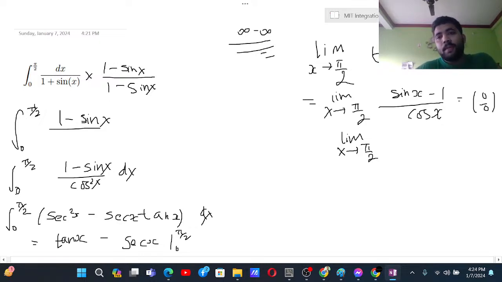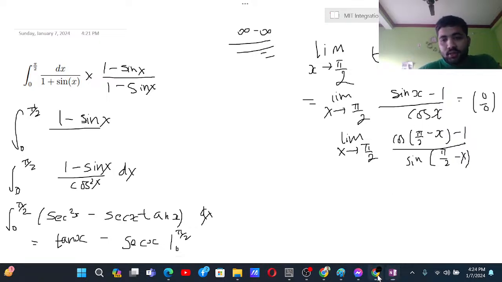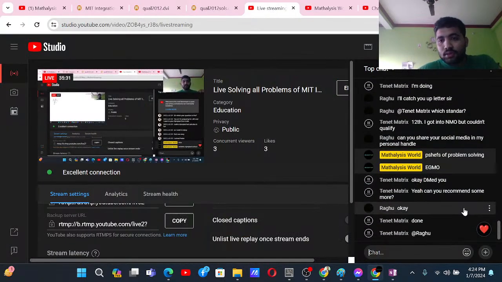Can we use other ways? What can we do? Maybe we can change this sine x to cos of pi by 2 minus x. Let's try if that works. Sine x minus 1 over cos x becomes cos of pi by 2 minus x minus 1 over cos x. Do you guys have any suggestions on how to take this limit?